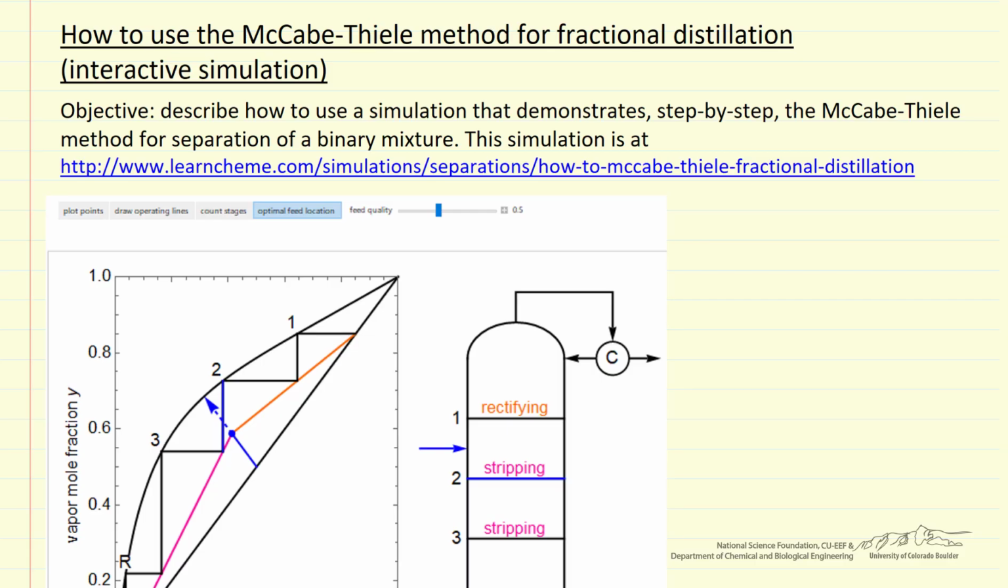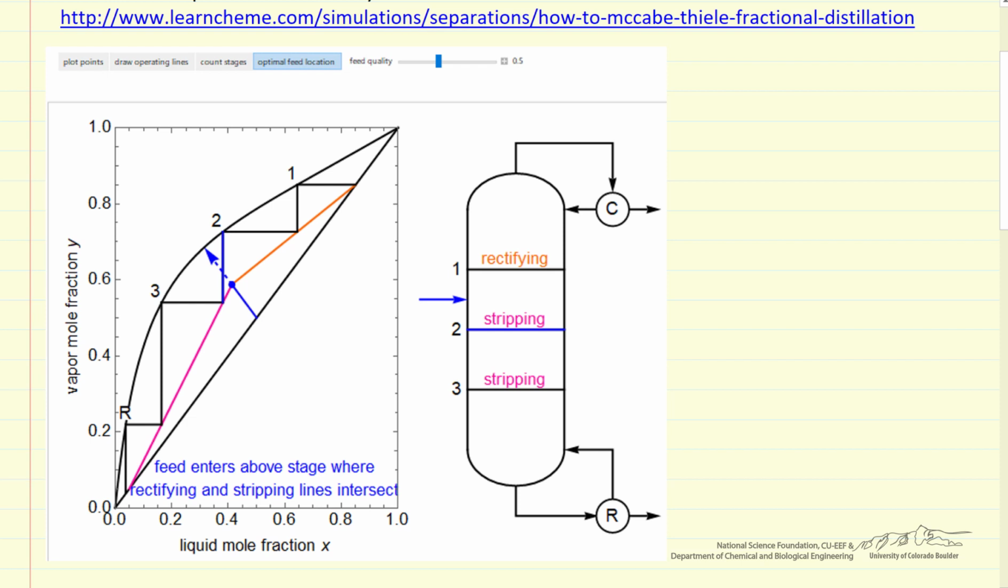I'm going to briefly describe how to use an interactive simulation that leads you through the steps in the McCabe-Thiele method for a distillation column. And I've indicated here where you can find this simulation. So let's look at one snapshot of the simulation.